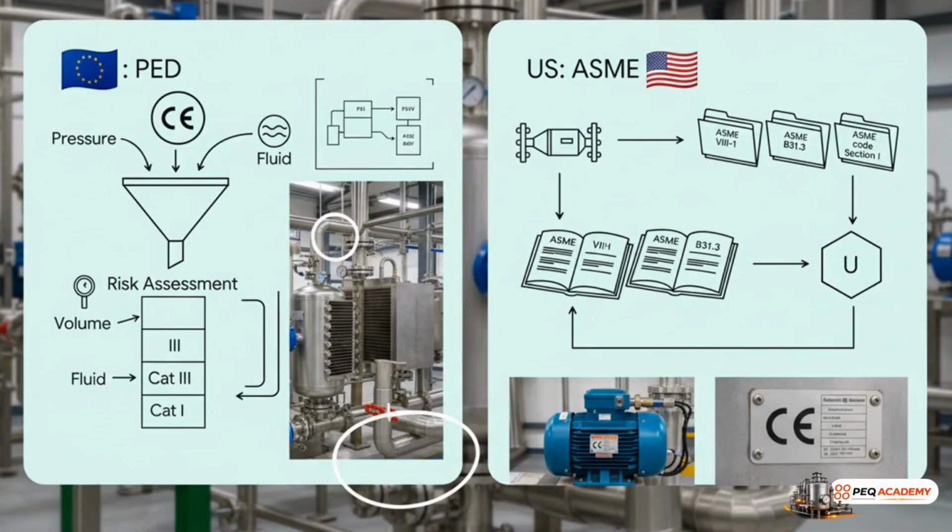In Europe, the PED uses that risk-based category system we just talked about. Categories I through IV, and your goal is to get a CE mark. In the US, the ASME code is organized more by the service of the equipment. So you pick a specific code section like Section VIII-1 for a vessel or B31.3 for piping. And the prize at the end is a certification mark, like the U stamp.